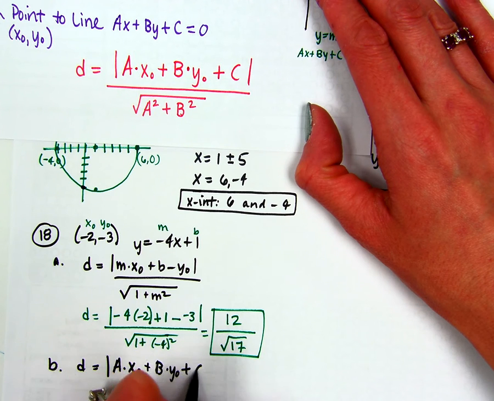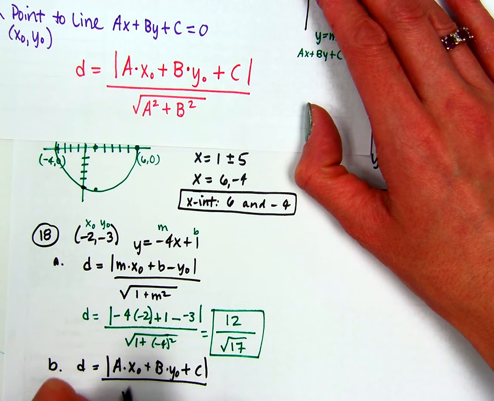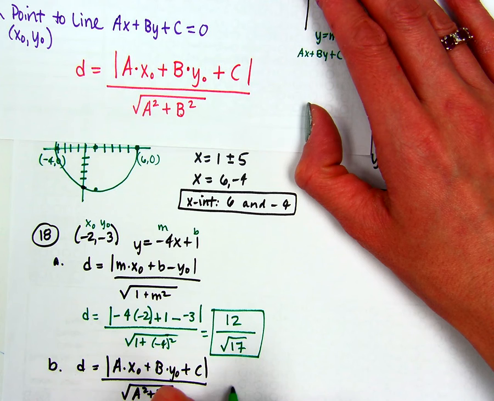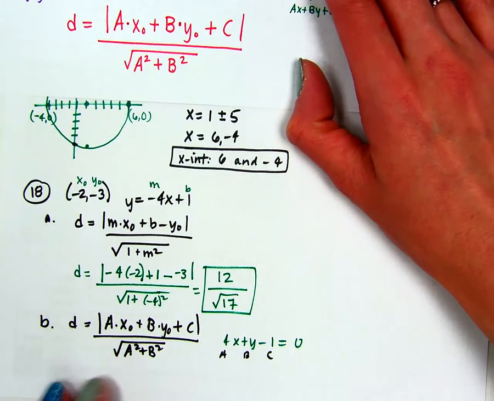Now, I would not recommend using this formula for this problem. I think this is just kind of extra work. However, I need to rewrite that, so I would need to write that as 4x plus y minus 1 equals 0. And then I've got my A, B, and C. So here's A, here's B, here's C, and now you're just going to substitute your numbers in.